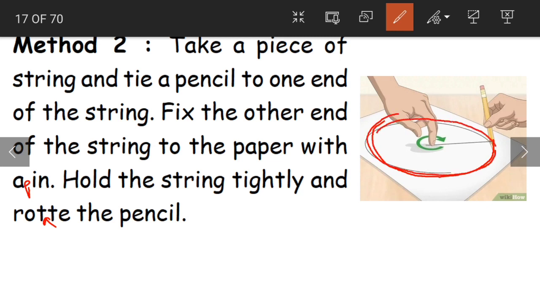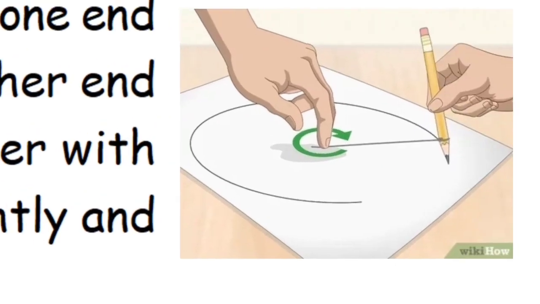Yes, when we complete the rotation we'll get a complete circle. What is this method, children? With the help of a string or a piece of thread. You can try this at home. Take a piece of thread. First you should tie the thread to the pencil, and the other end you have to pin to the paper tightly or hold it tightly. Then after holding, start rotating the pencil. After you complete the rotation, suppose you are starting from this point, again you have to end at that point. Understood?